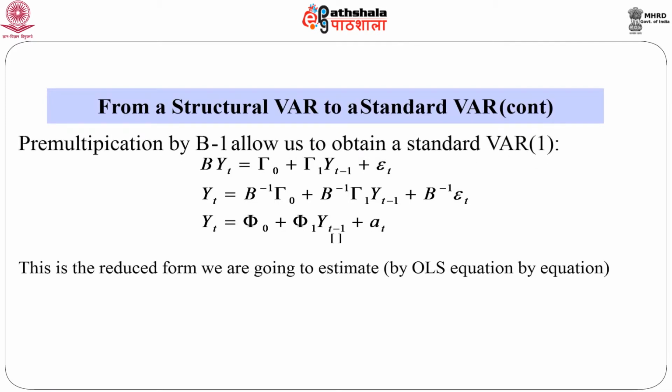So, B yt equals gamma 1 naught plus gamma 1 yt minus 1 plus epsilon t. From that you derive yt as a function of yt minus 1. So, in this case you can see that yt is explained only as a function of the lag values of the endogenous variable, and hence it is known as VAR in standard form.